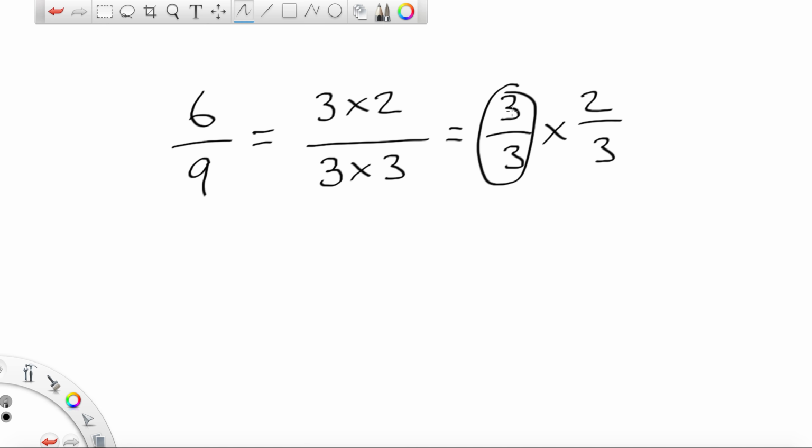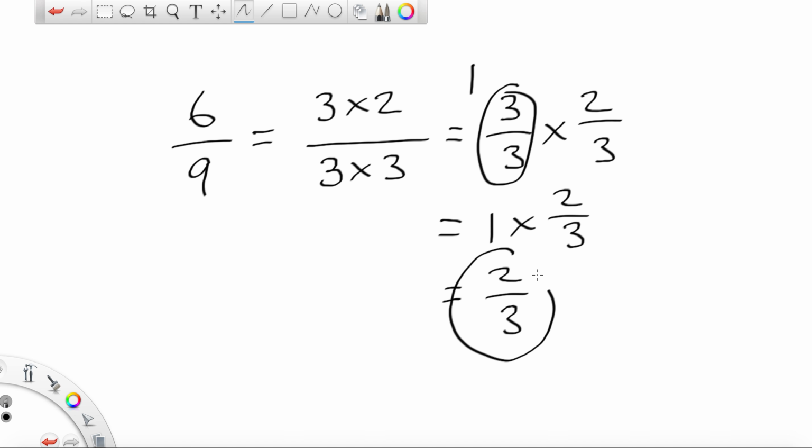We said that a number divided by itself is always 1. So that's the number 1 there. And we also said that if I times a number by 1, it doesn't change. The answer is the same number. So this is just 1 times 2/3, which is just 2/3. So that's a simplified version of that fraction there. Cool, isn't it? All right.